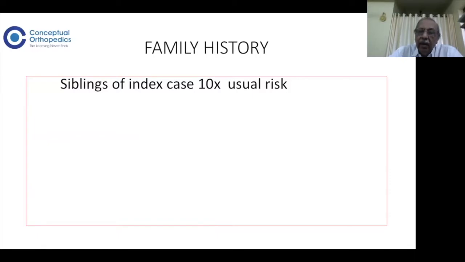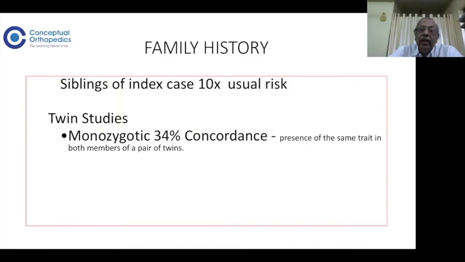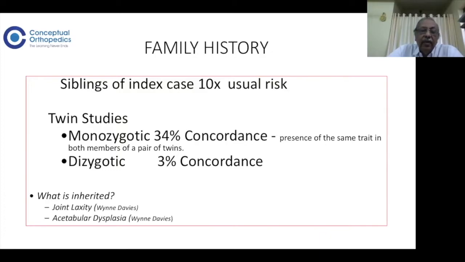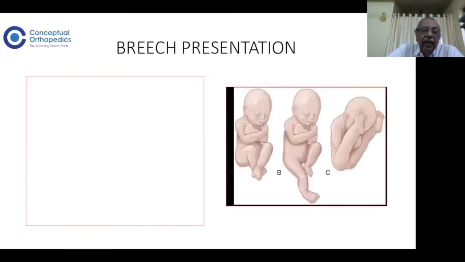What about the family history? The siblings of the index cases have 10 times more risk than normal individuals. Twin studies show that in monozygotic twins, it is 34% concordance. Concordance means the presence of the same trait in both members of a pair of twins. So in monozygotic twins, it has got 34% concordance, while in dizygotic, it has got 3% concordance. According to Wynne-Davies, what is inherited is the joint laxity and acetabular dysplasia. These are the two things that are inherited.